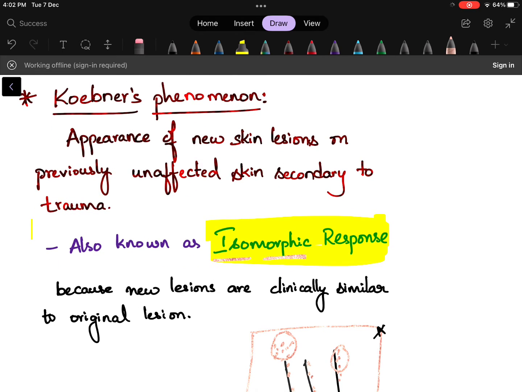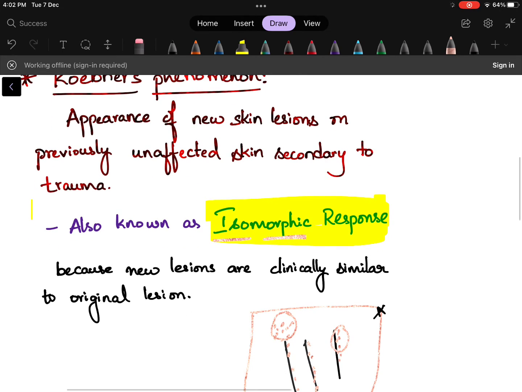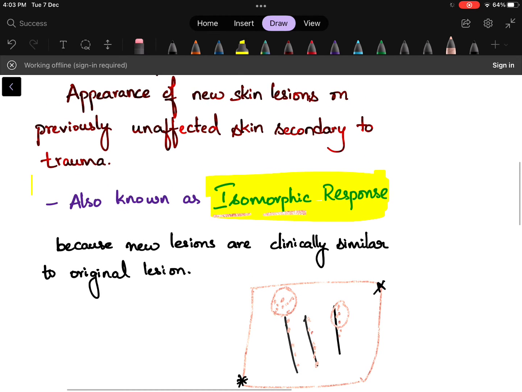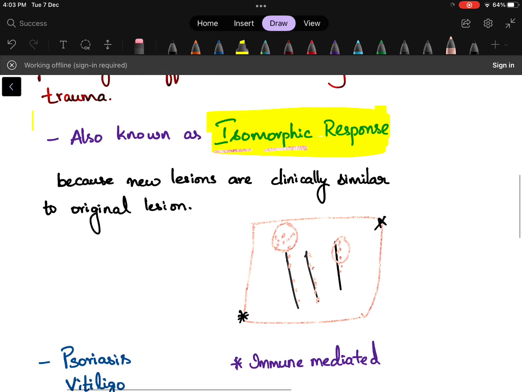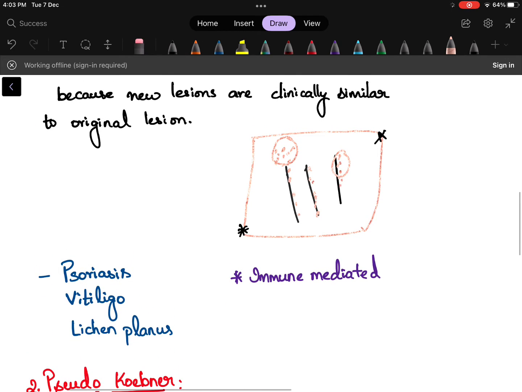I think this is very easily understood now. That is, if you have a skin condition where you have a lesion at one particular region, and you purposely make a trauma on unaffected skin, usually blunt, mechanical injury, then new lesions similar in appearance to the original skin lesions will also show. This response is the isomorphic response. This is also known as true Koebner's. Usually this true Koebner's phenomenon is seen in conditions like psoriasis, vitiligo and lichen planus.